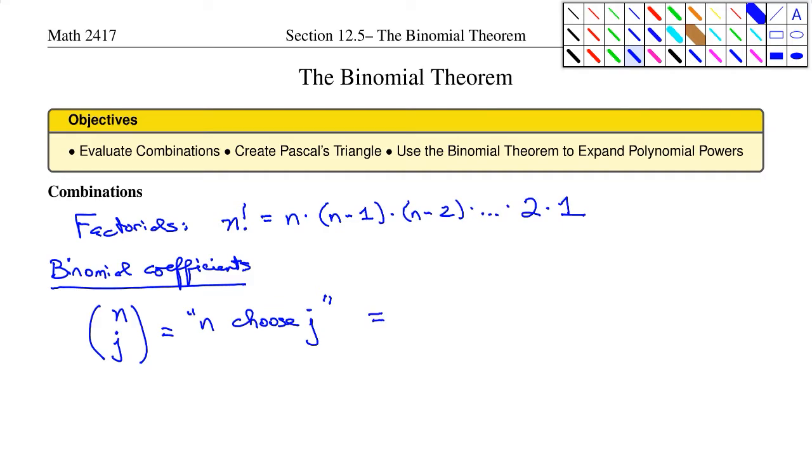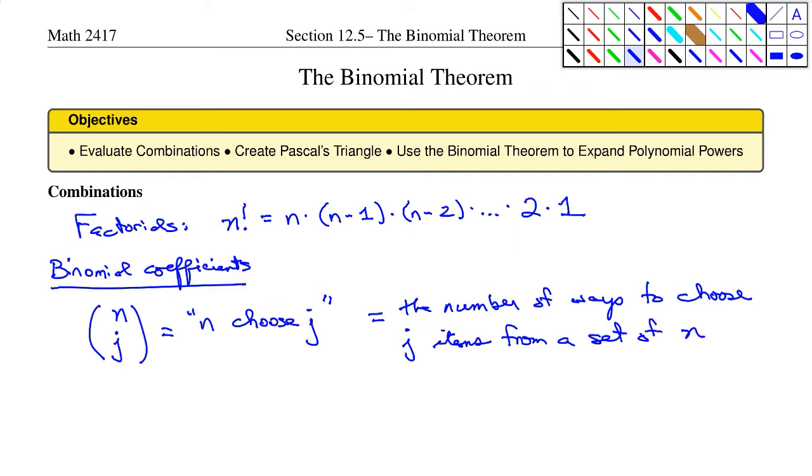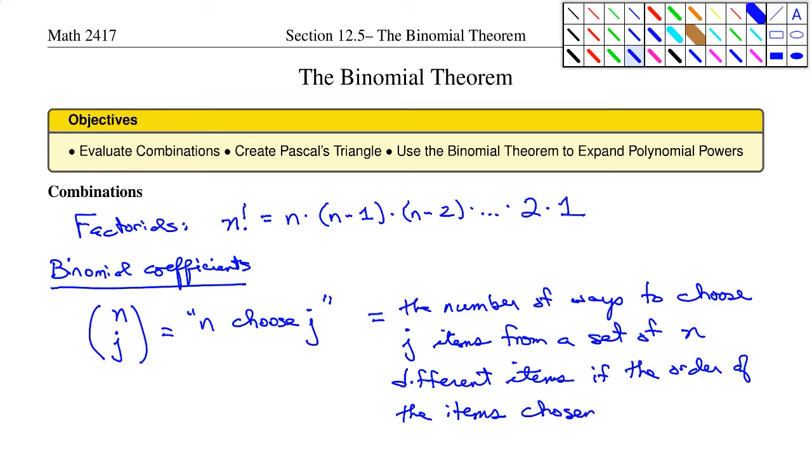And technically what this is, is the number of ways to choose j items from a set of n different items if the order of the items chosen is not relevant.